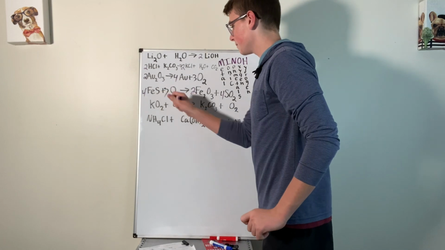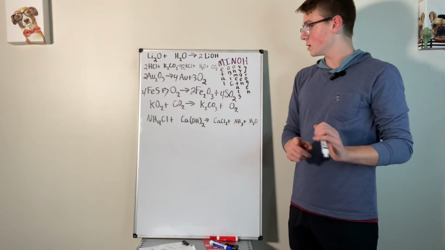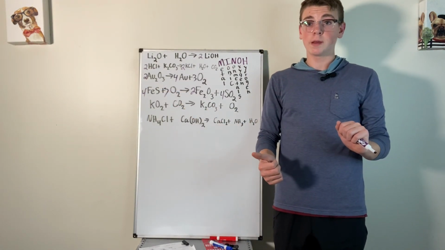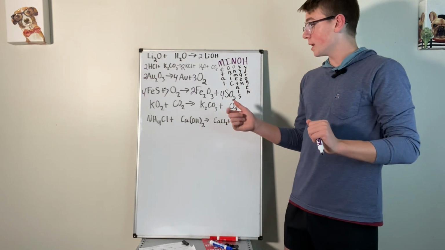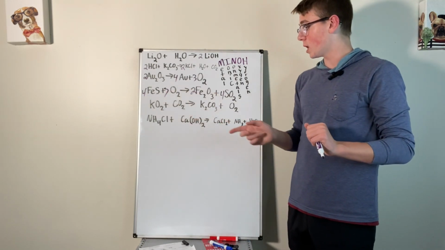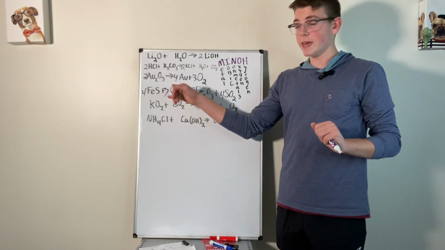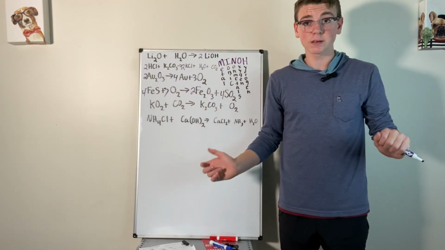If we put a 7 here, you'll know you did everything right if, first of all, there's the same amount of atoms for each element on each side. And also, if these don't have a common factor in them. So if this was like 8, you could divide them all by 2, but you can't. So we did it right.